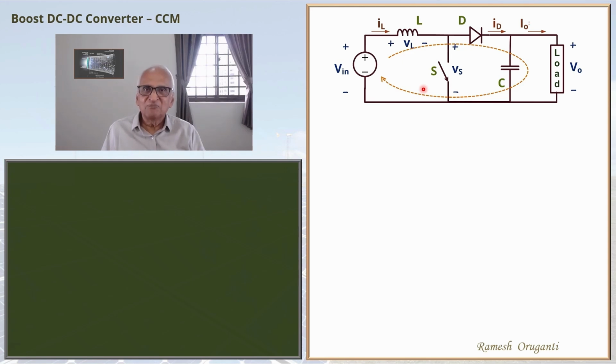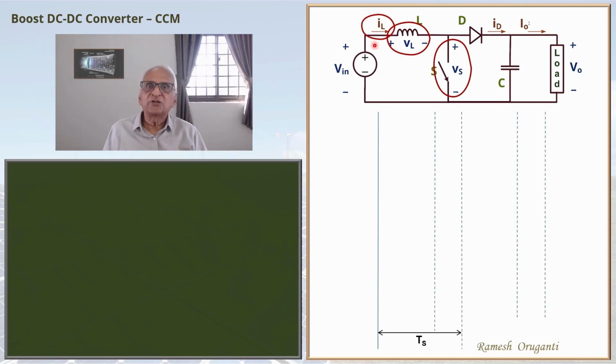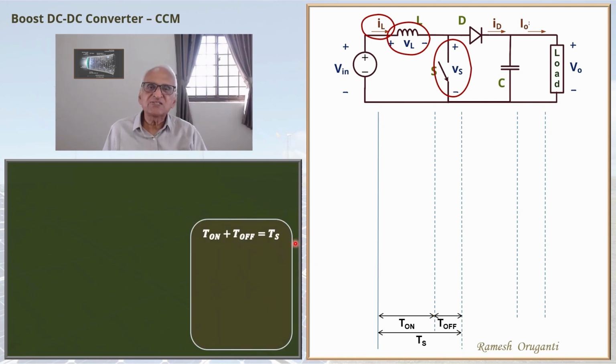Now we will understand the basic operation of the step-up converter under continuous conduction mode. We will use three waveforms to understand the operation: the switch voltage waveform, the inductor voltage waveform, and the inductor current waveform. T on is the on interval of the switch and T off is the off interval of the switch. T on plus T off is equal to Ts, the switching period, and T on by Ts is the duty cycle. Duty cycle is what we use as the control parameter to control the converter.